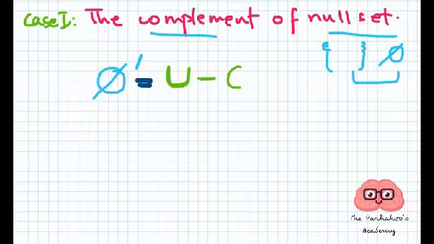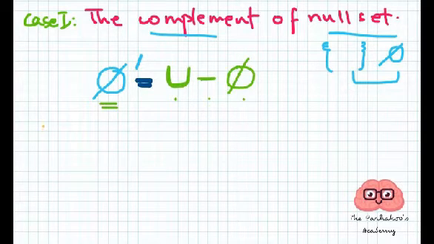Universal set minus the complement. So the complement of the null set means U minus null set, right? Pause the video and try to guess what would be the answer. If we subtract a null set from the universal set, then what are we going to get?